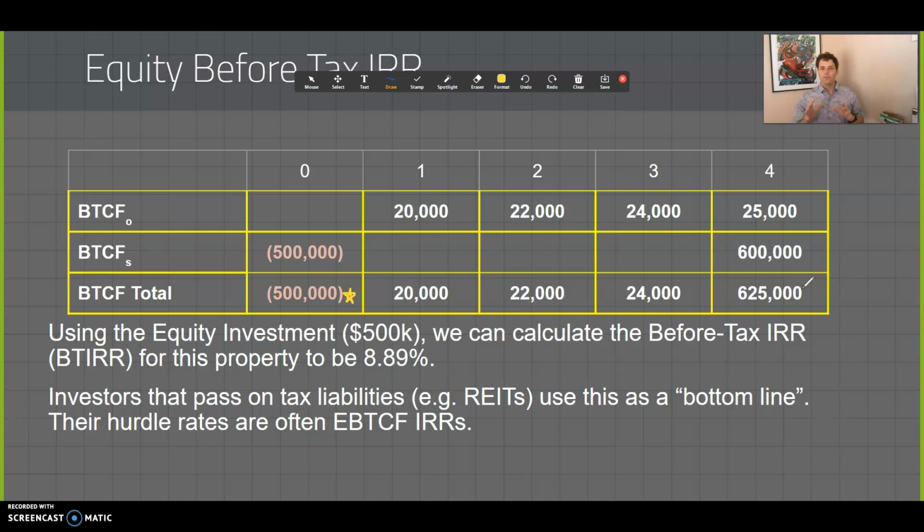Now that's really important for investors that are able to pass on their tax liabilities, so partnerships or REITs. The company itself is not then taxed on the real estate investment. It passes that on to its shareholders or unit holders. So for those companies, this is the bottom line. This is the key metric that their investors are looking at, and they have their hurdle rates based on before tax IRRs in this case. So keep practicing your cash flow pro forma accounting, and we'll talk more about how we calculate internal rates of return once we take into account tax later in the course.